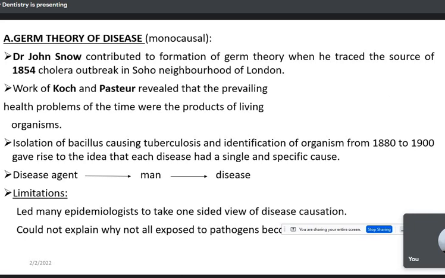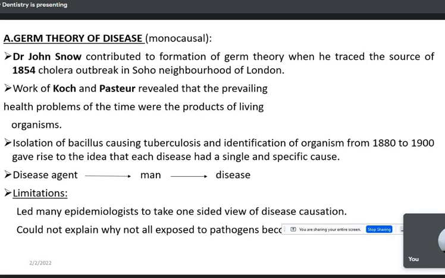John Snow contributed to the formation of the germ theory when he traced the source of the 1854 cholera outbreak in the Soho neighborhood of London. Okay, so there was a cholera outbreak. At that time, the people were not much familiar with it. The people suffered from cholera, and at that time Dr. John Snow, an epidemiologist, stepped in.